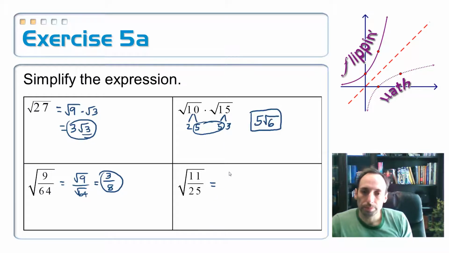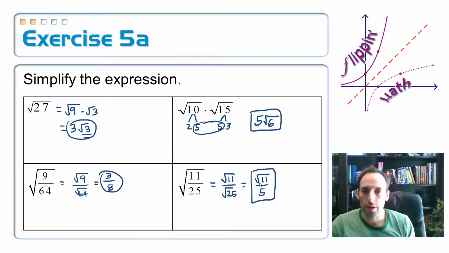One last one. Break this up again, square root of 11 over the square root of 25. And the square root of 11 doesn't simplify, but the square root of 25 is just 5. And that one now is in simplest radical form.